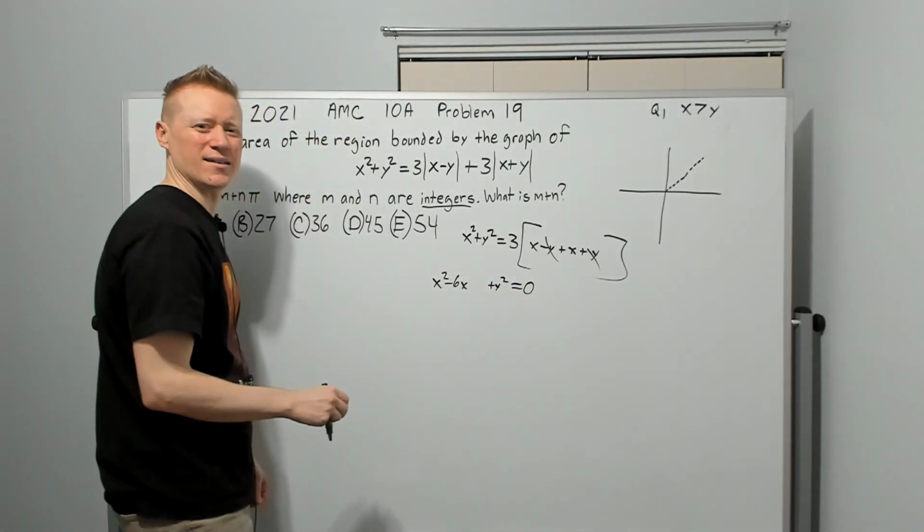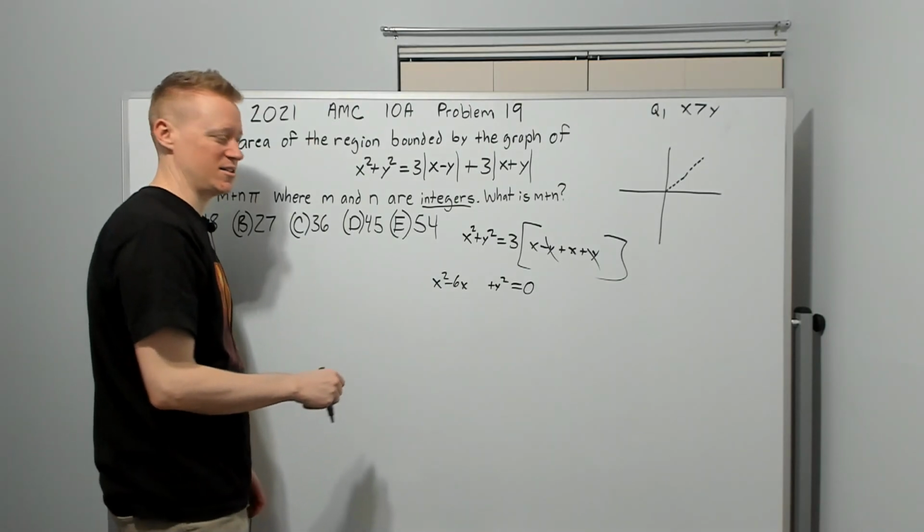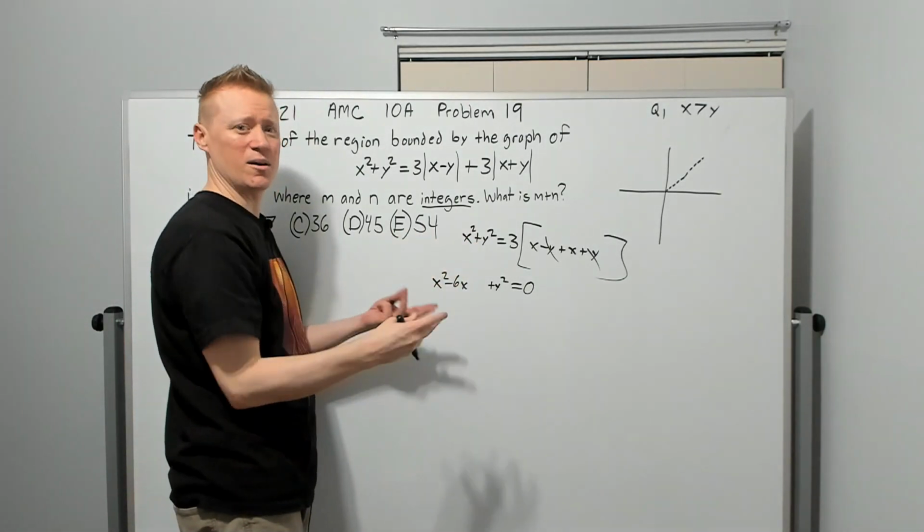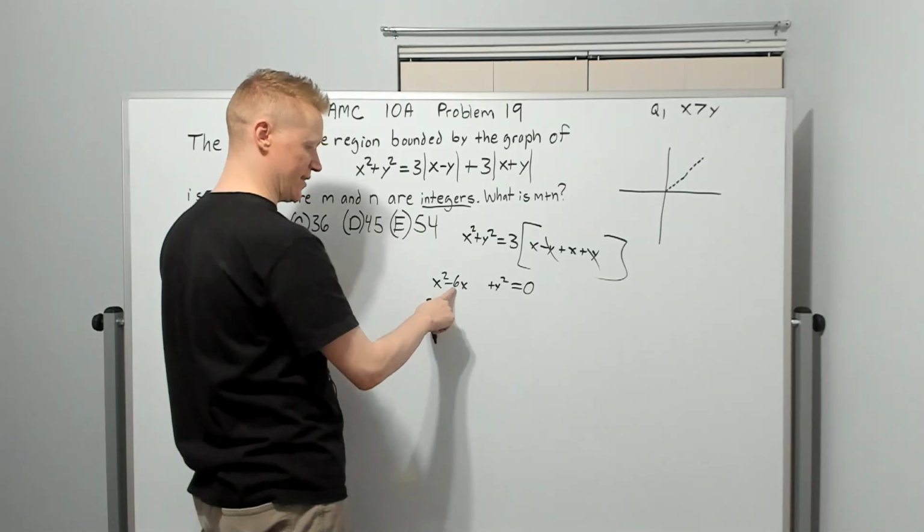Why did I leave a space? Because if you had conic sections, you know what's coming next. We're completing the square to make a circle. So we're going to cut this negative 6 in half.